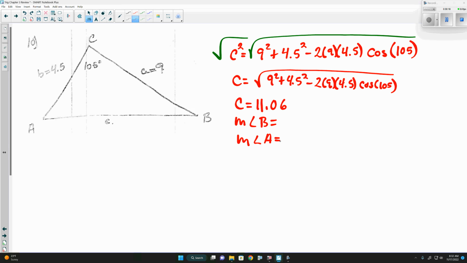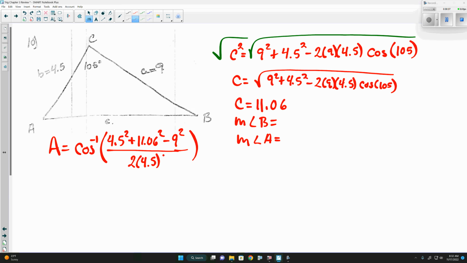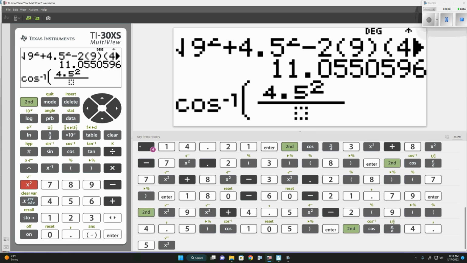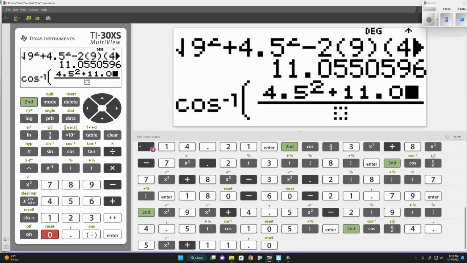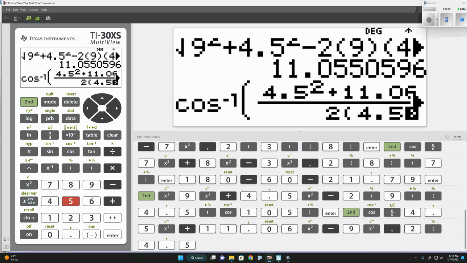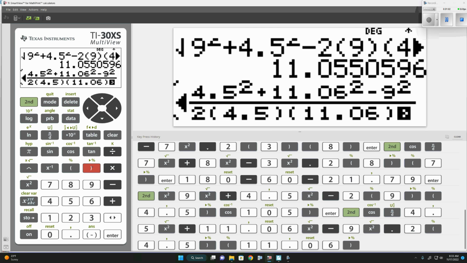Now we just need to find measures of angle A and B, yes? So it doesn't matter which one we do, we can say A is equal to cosine inverse of B squared plus C squared minus A squared over 2 times B times C. 4.5, 11.06, and 9. 4.5 plus 11.06 squared minus 9 squared over 2 times 4.5 times 11.06.